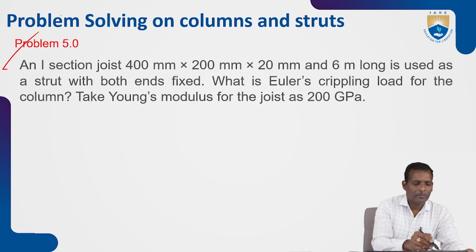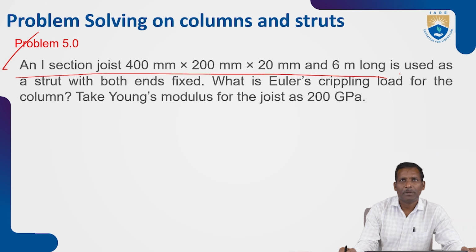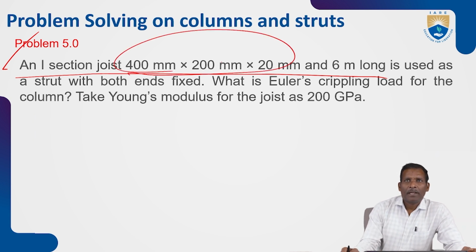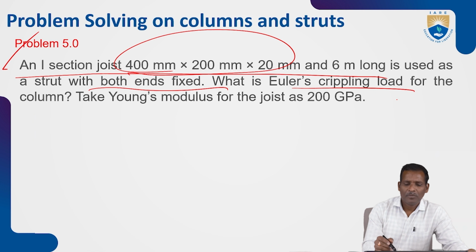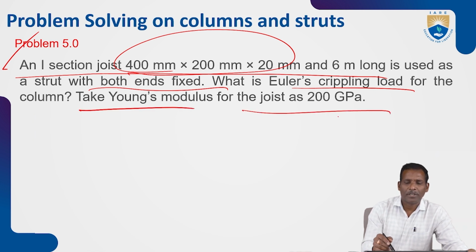Problem 5: an I section joist 400 mm by 200 mm by 20 mm. These are the dimensions given. And 6 meters long is used as a strut. This problem is related to a strut. So already you know what is meant by column and what is meant by strut. Already I have explained in the theory portion. The strut has both ends fixed. What is the Euler's crippling load for the column? Take Young's modulus for the joist as 200 gigapascal.